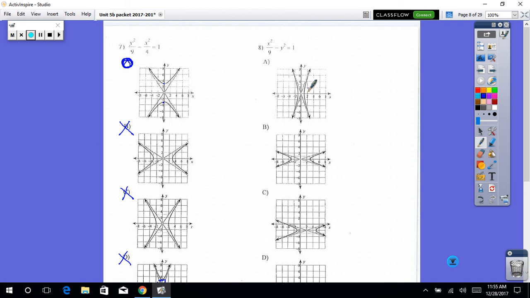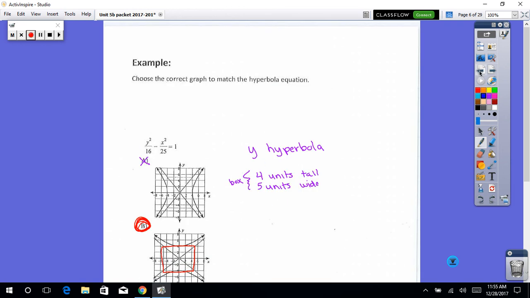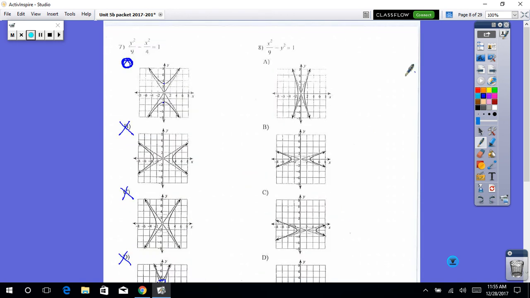I can assure y'all that on the test, these boxes will be much more clearly labeled, just like they were in the examples that we did, like this. You'll be able to see those boxes much more clearly than you are on these problems right here.